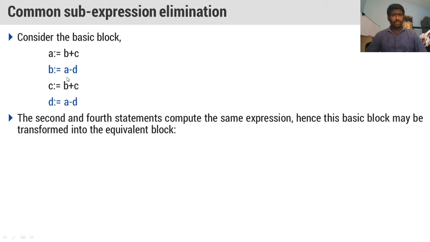We are going to reduce the code in this basic block. The first statement is the same as it is. Second statement b equal to a minus d, c equal to b plus c. And now, instead of writing a minus d, we have written d equal to b. So here we have reduced the code and eliminated the common sub-expression. This is called common sub-expression elimination.